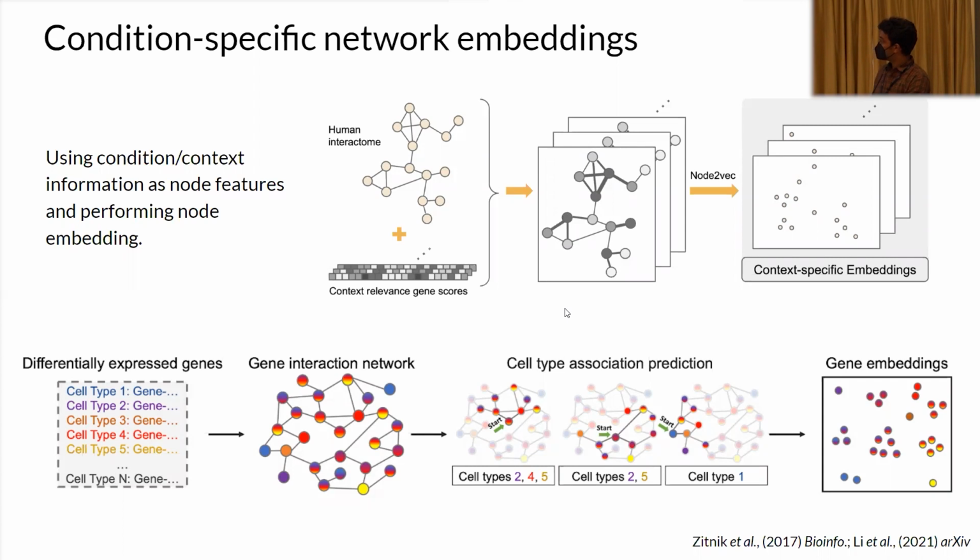That is the use case presented in this review, but I thought this could also be used to generate context-specific network embeddings, where you can think of this vector of which cells a particular gene is present in as node attributes, and then use that to potentially generate context-specific embeddings. So that's something to think about.